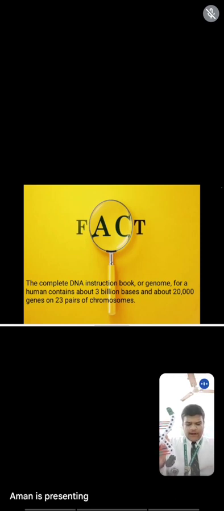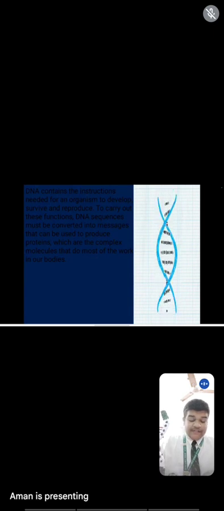Did you know the complete DNA instruction book, or genome, for a human contains about 3 billion bases and about 20,000 genes on 23 pairs of chromosomes. DNA contains the instructions needed for an organism to develop, survive, and reproduce. To carry out these functions, DNA sequences must be converted into messages that can be used to produce proteins, which are the complex molecules that do most of the work in the living body.